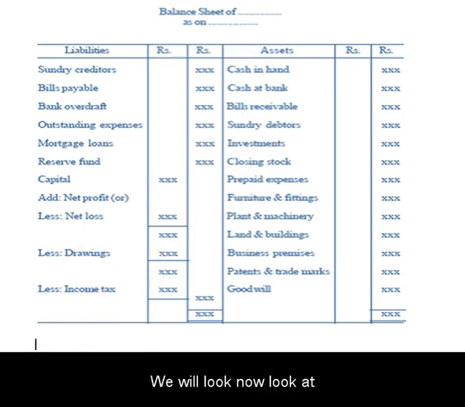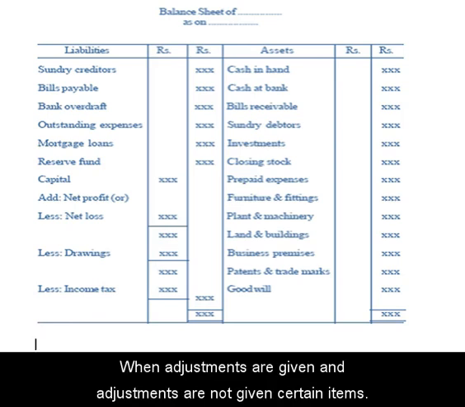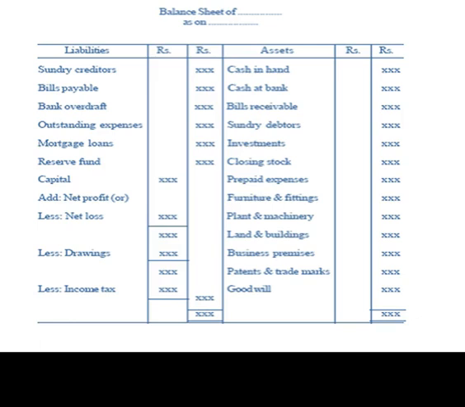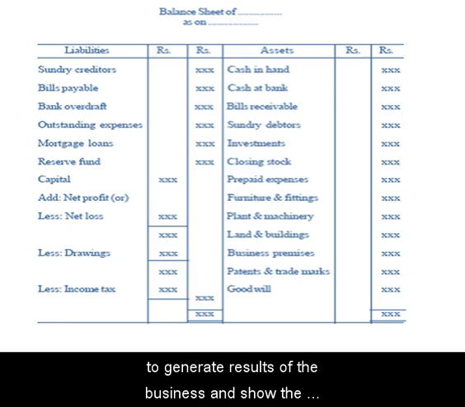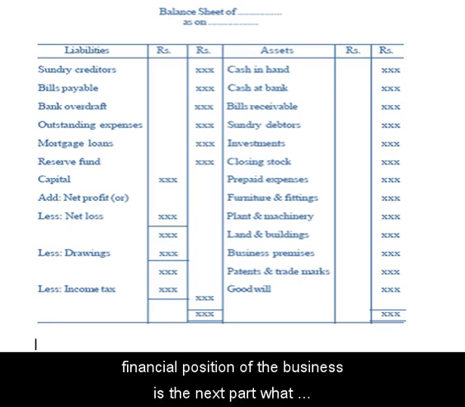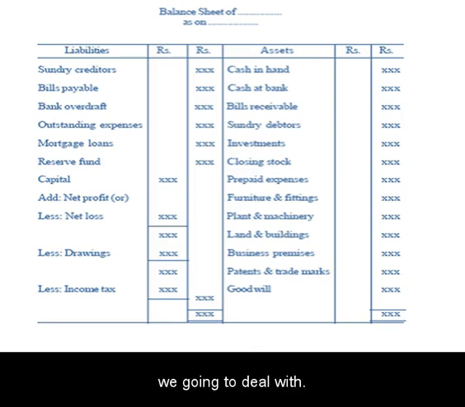We will now look at the way by which final accounts are prepared when adjustments are given and when adjustments are not there. Certain items may be identified after the finalization of accounts. So in that case, how it should be recorded and given effect in the books. If only ledger balances are given, how it should be used to prepare final accounts to generate the results of the business and to show the financial position of a business is the next part we are going to deal with.